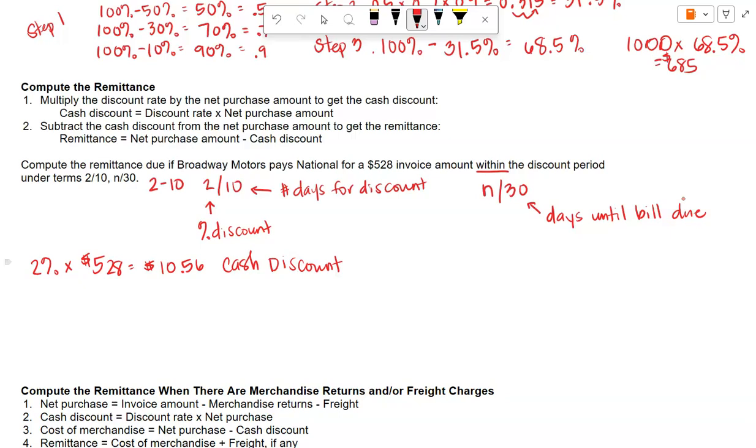And now my remittance amount is simply the invoice amount of $528 minus my cash discount amount. Okay, and that tells me that we owe $517.44, okay, within this 30-day period.